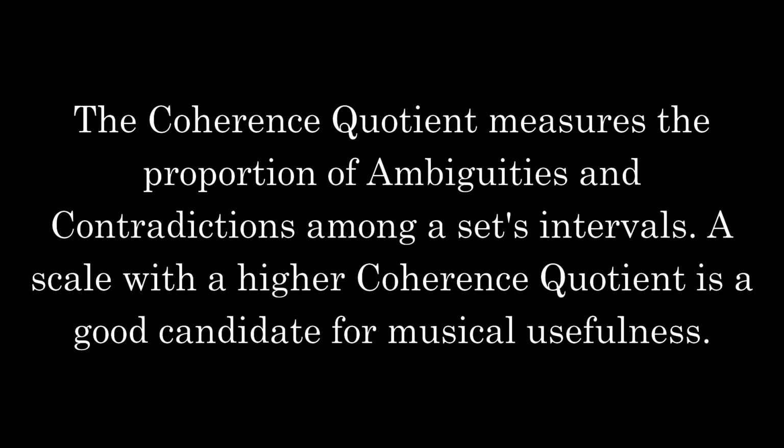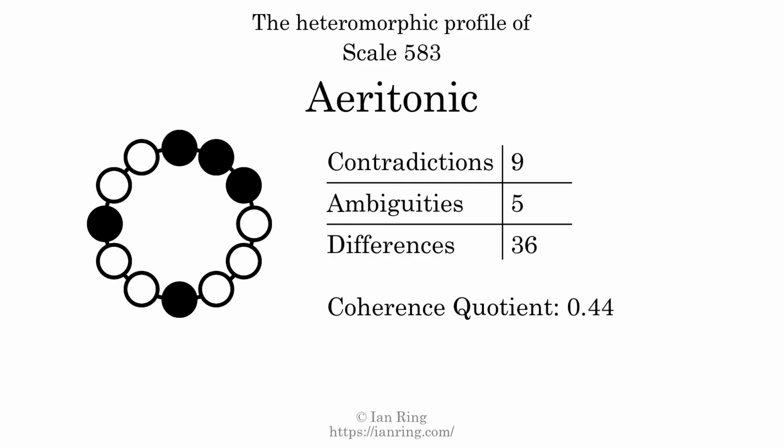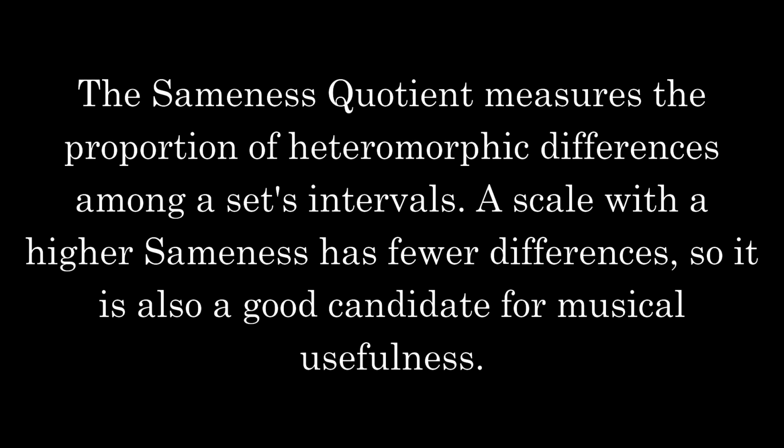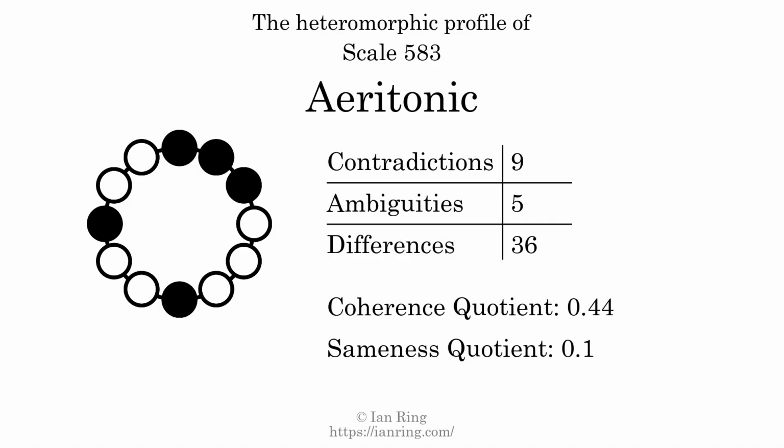The coherence quotient measures the proportion of ambiguities and contradictions among a set's intervals. A scale with a higher coherence quotient is a good candidate for musical usefulness. The coherence quotient is 0.44. The sameness quotient measures the proportion of heteromorphic differences among a set's intervals. A scale with a higher sameness has fewer differences, so it is also a good candidate for musical usefulness. The sameness quotient is 0.1.